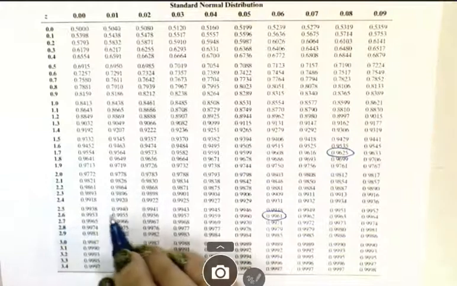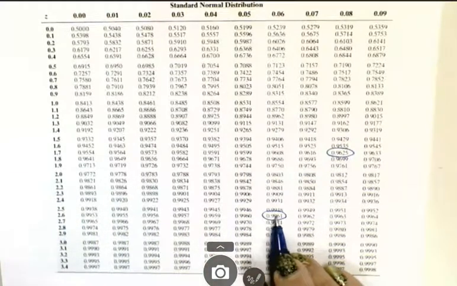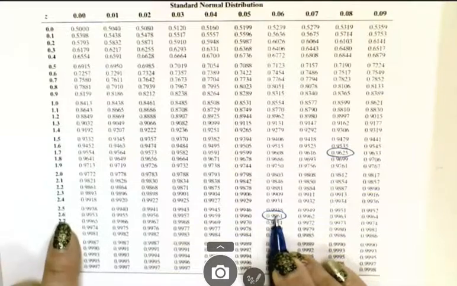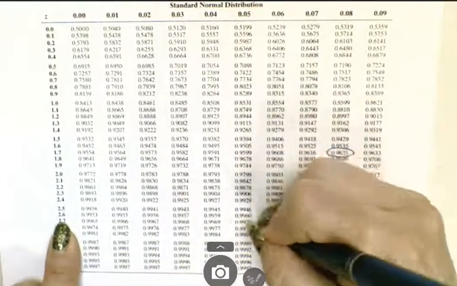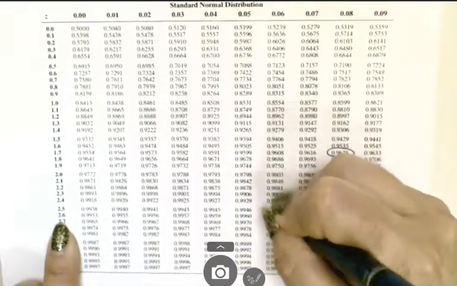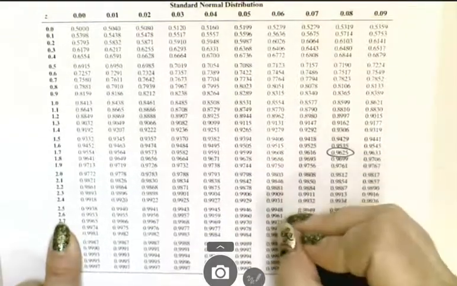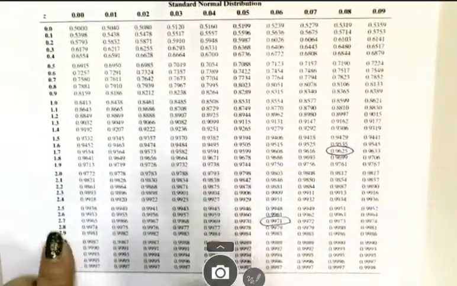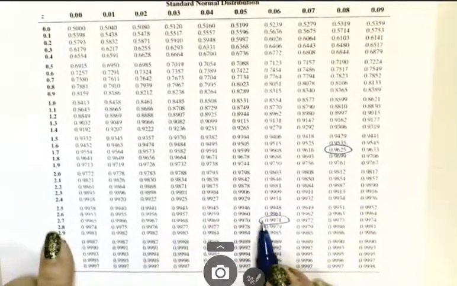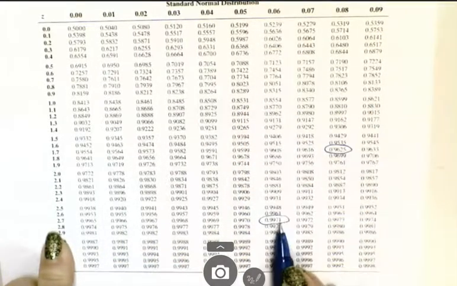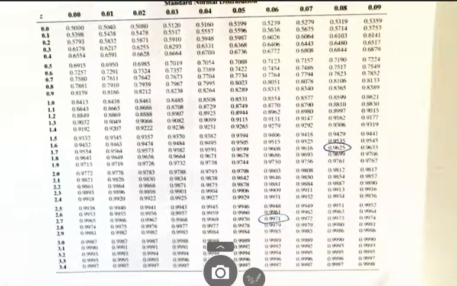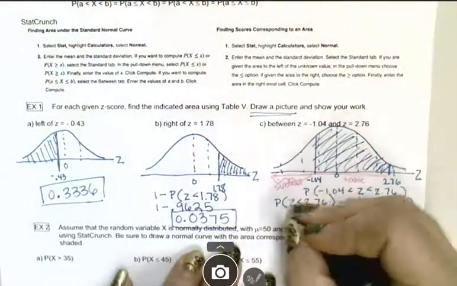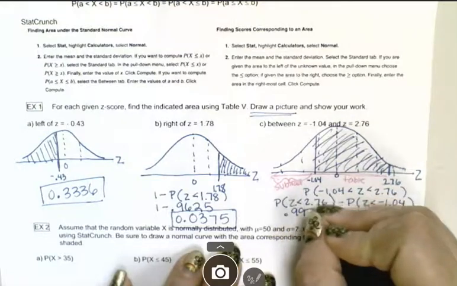Sometimes it's hard to follow them across, so I always like to double check. So oops, I didn't do that right. See, it's a good thing I double checked. I was one row too high. It's this one, 2.7, and then 6. So crisis averted there, 0.9971 is what I'm going to use for here.